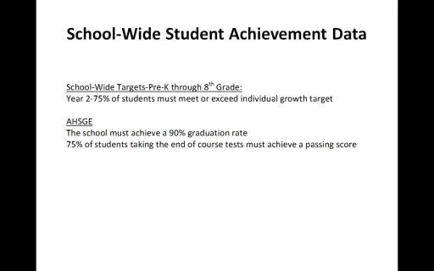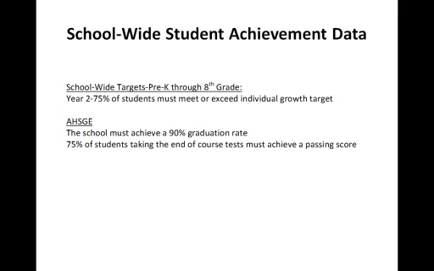For school-wide student achievement data, again, that's for those teachers who cannot be tied to individual classes. So the school-wide target for pre-K through 8th grade is that 75% of students must meet or exceed the individual growth targets. This is our year 2 target. Last year it was 70%, and it's a requirement of the grant that each year this target increases.